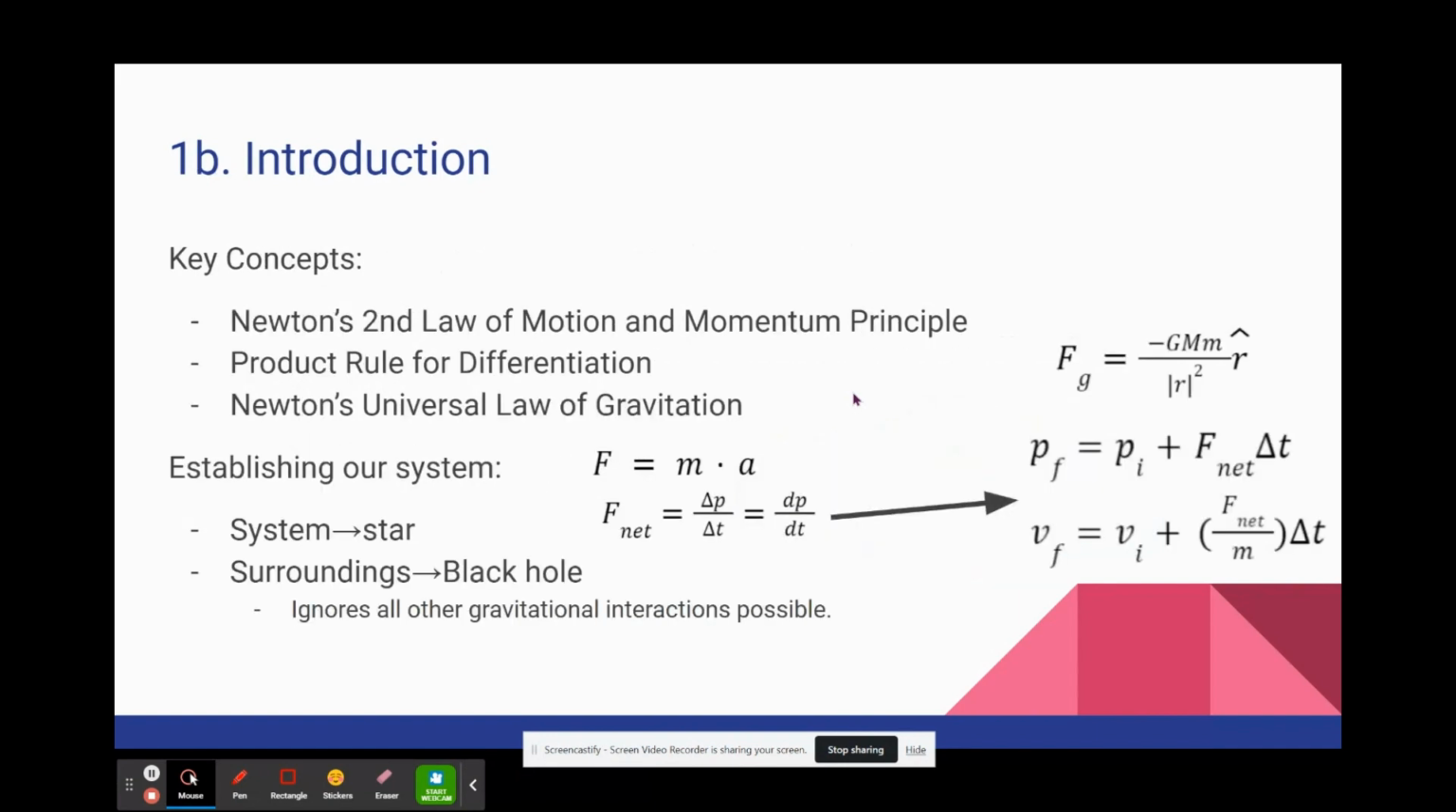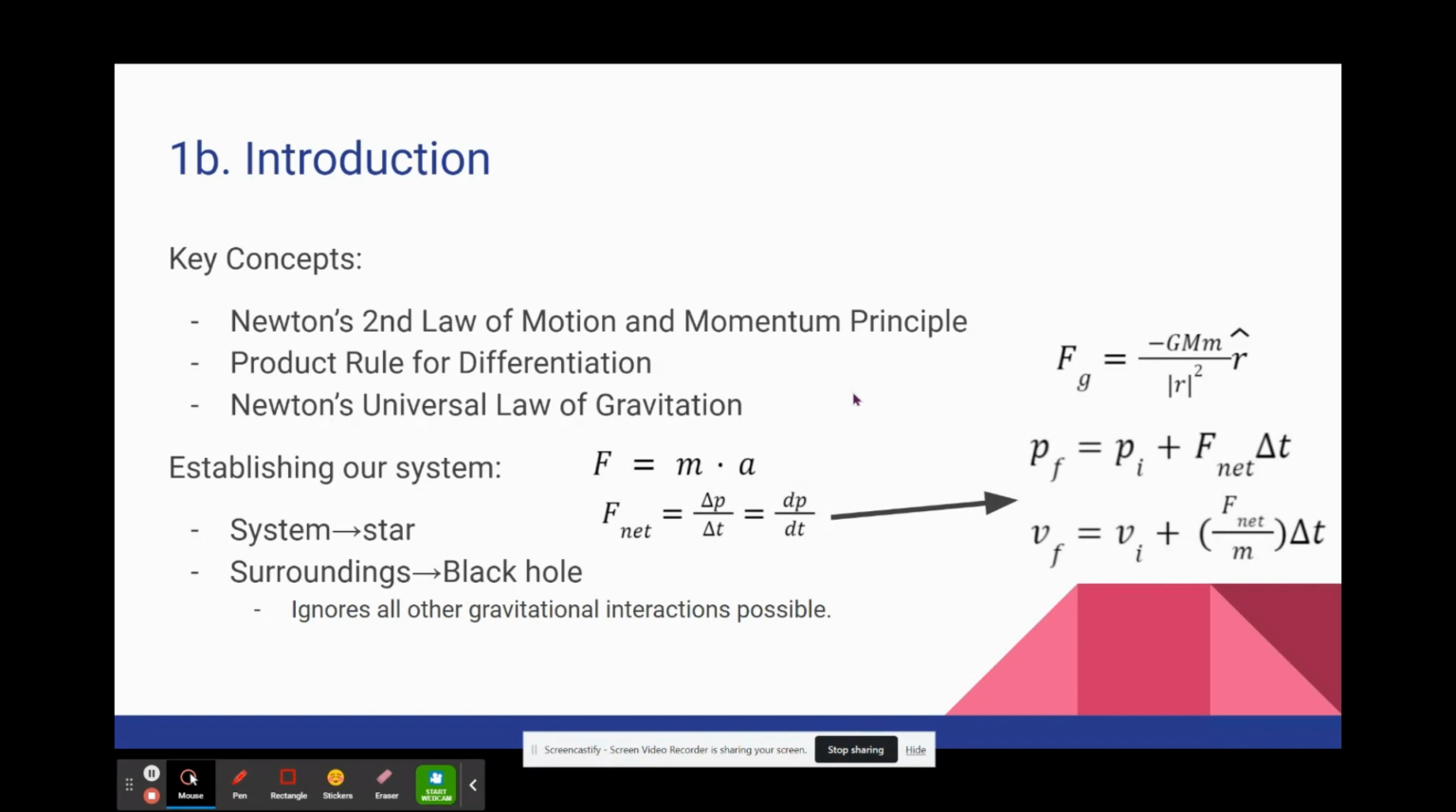So the key concepts we use are Newton's second law of motion and momentum principle, the product rule for differentiation, and Newton's universal law of gravitation. But first we want to establish our system, which is the star, and the surroundings are the black hole in this case. And then later we'll see that the system is the ship and the surroundings are the black hole and the planet that it comes off of.